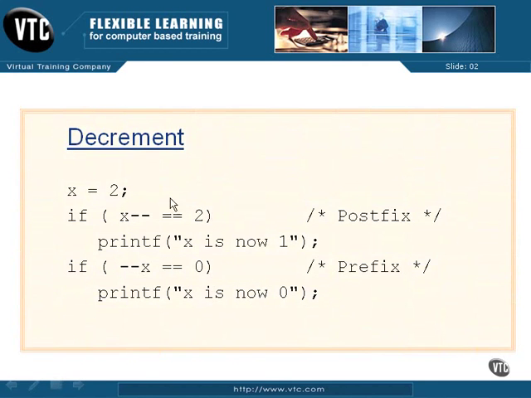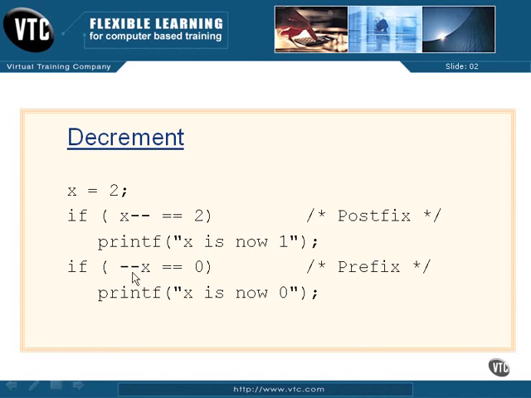Decrement works just the same way. Here we're going to set up and say that x is equal to 2, and if x-- is equal to 2, that's our postfix, and that will be the case because we will do the comparison first because we have the postfix decrement. We'll do our comparison. x is in fact 2. We'll come down here and we'll say that x is now equal to 1, because we have decremented x at that point, so it has gone down to 1.